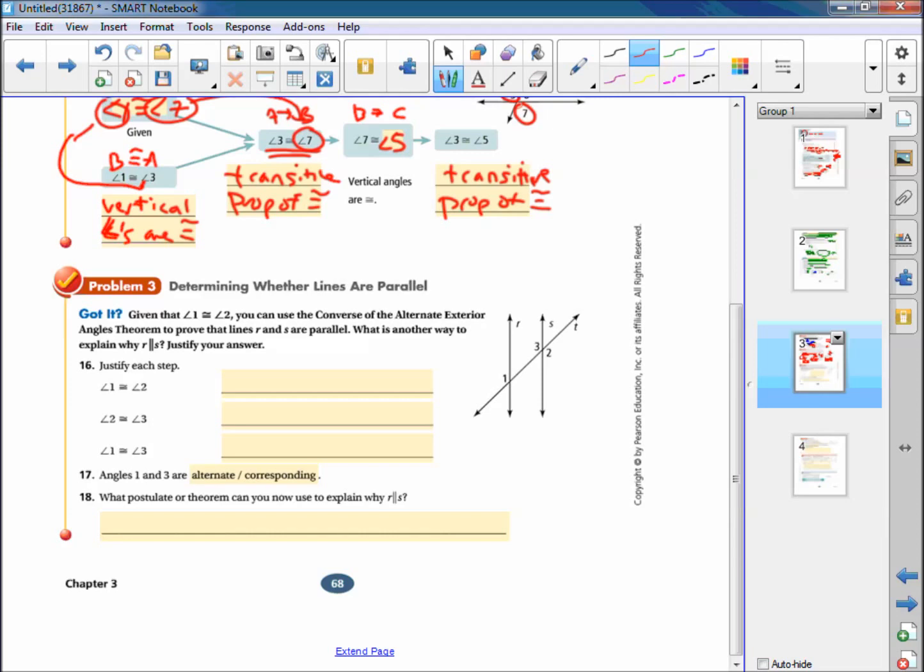So 1 and 2 are alternate exterior. So we should be able to say, hey, those lines are parallel, we're done. Okay, we just use that. But they're saying, let's find a different way. So what's another way to explain R and S are parallel? All right, so we'll get this.